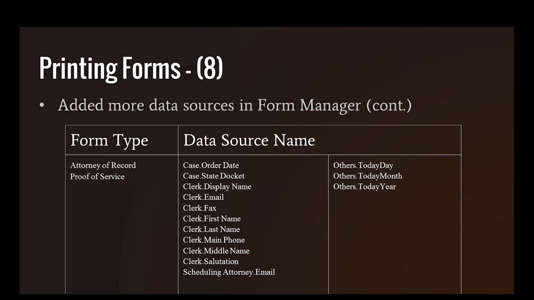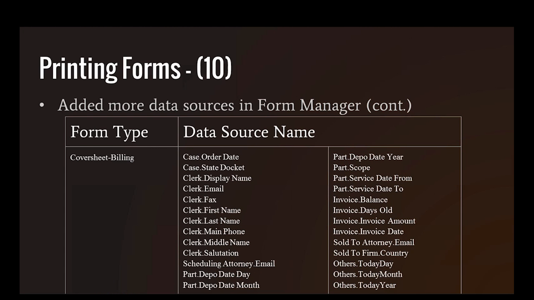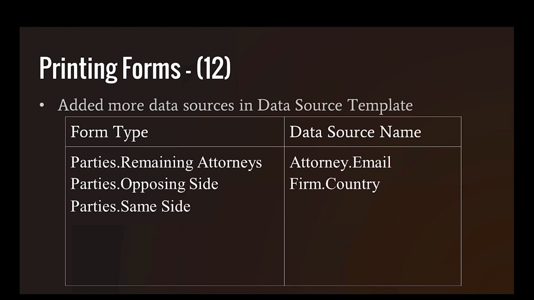Now, a lot of what has been added in the form of merge fields comes directly from ideas accepted in the Idea Collaborator. I know, for an example, one idea that came in and was accepted was the ability to add clerk information to one of the forms. Well, we added the clerk information, and as a matter of fact, we added the ability to add the clerk information to all the form types. Another big one was to add the ability to add the service date from and service date to. And again, we've added that to a number of forms where it was applicable.